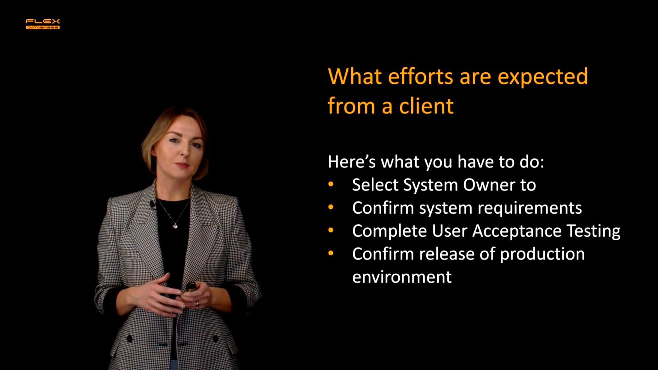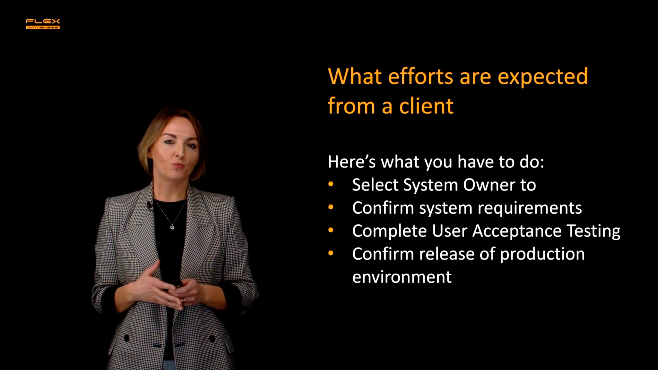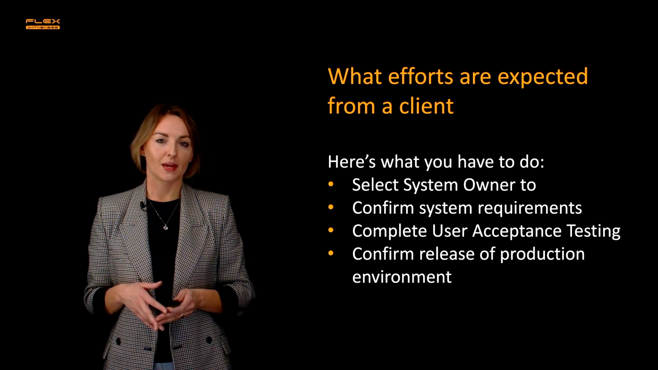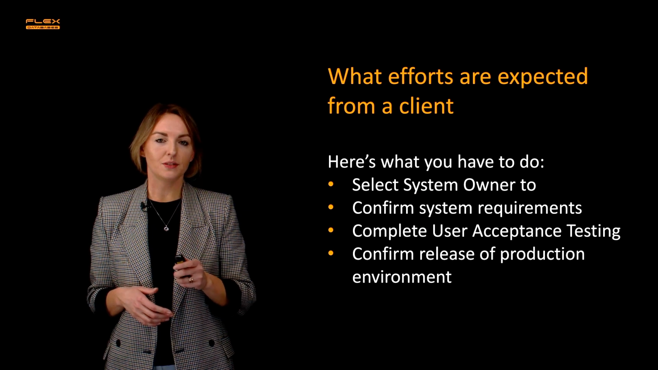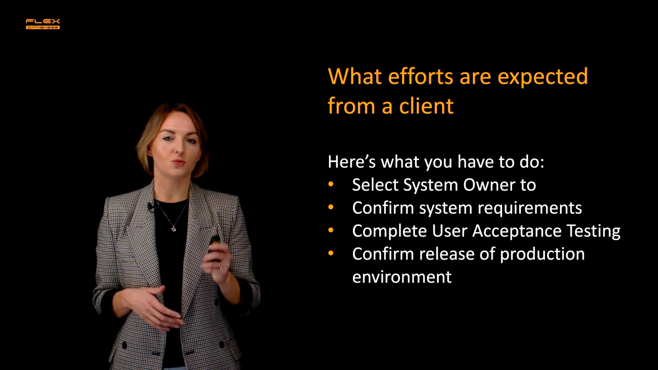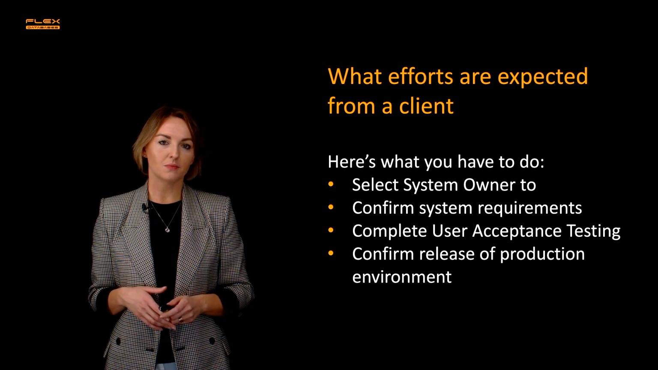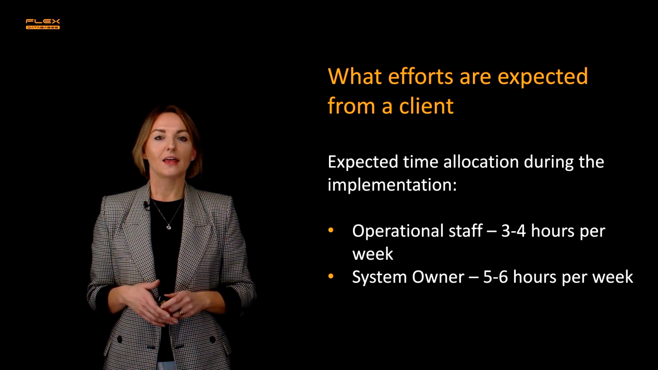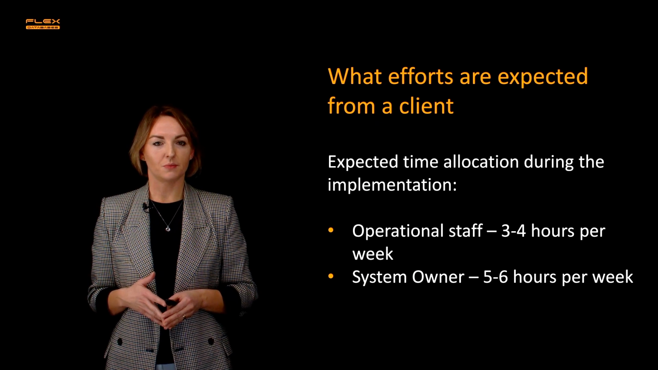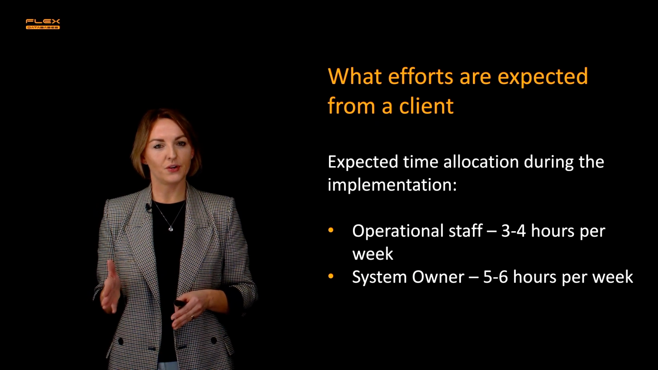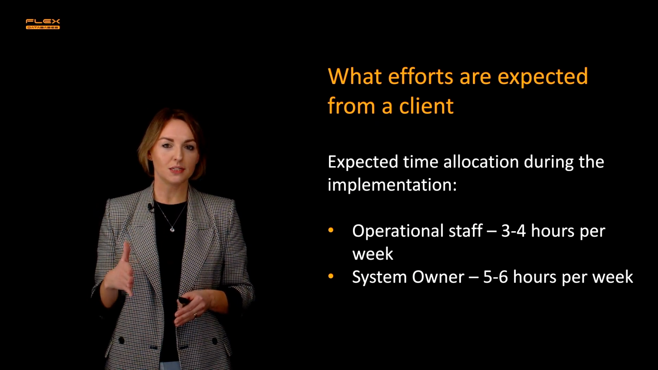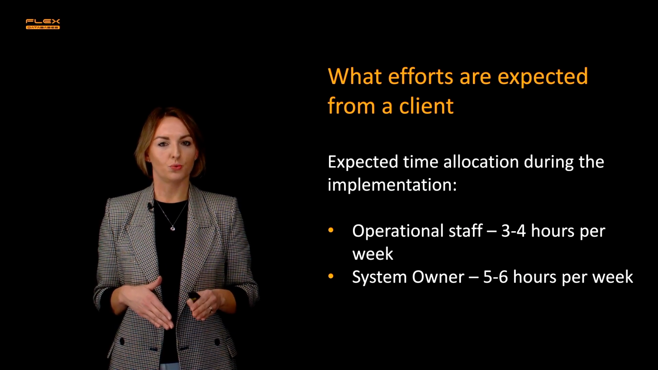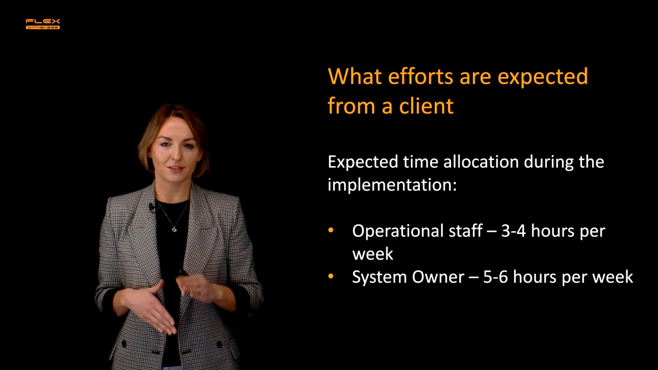What efforts are expected from a client? Client's involvement is crucial for a smoothly running implementation. Here is what you should do. Select a system owner, confirm system requirements, complete or arrange user acceptance testing to validate the system, and confirm release of the production environment. That's it. The expected time allocation during the implementation for operational staff is 3-4 hours per week, and for the system owner 5-6 hours per week. After the implementation is over, the workload will decrease drastically.